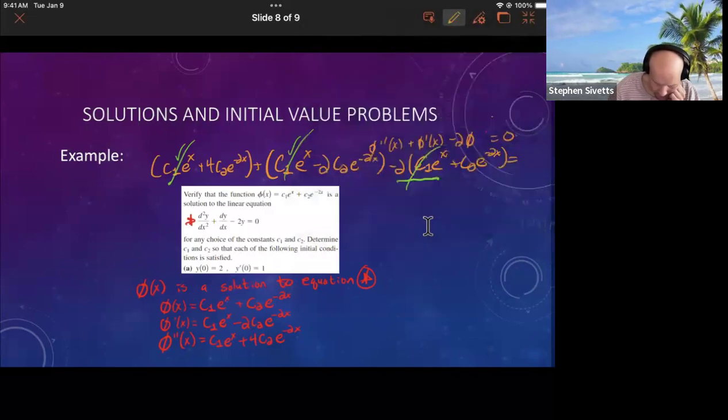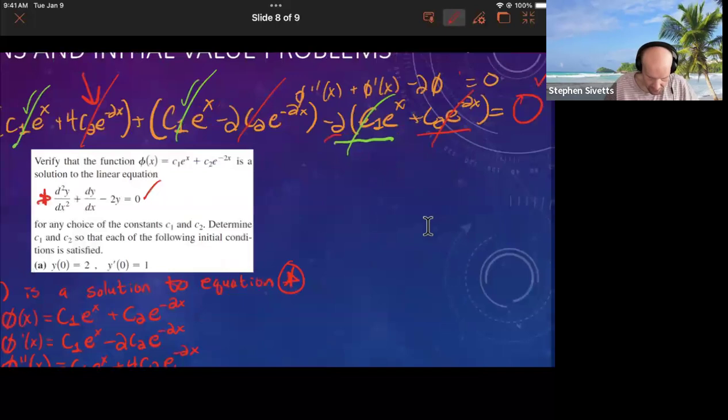Likewise, we have a 4c2 e to the minus 2x, minus 2c2 e to the negative 2x. So that would be a 2c2 e to the negative 2x. And we have a minus 2 times c2 e to the minus 2x. So this here would be 0. So in the end, it equals 0. Great. So that is done.